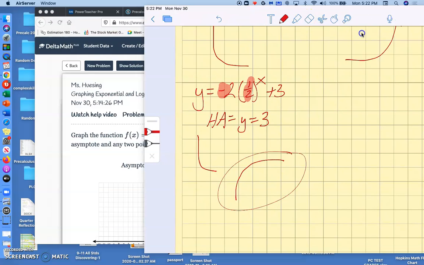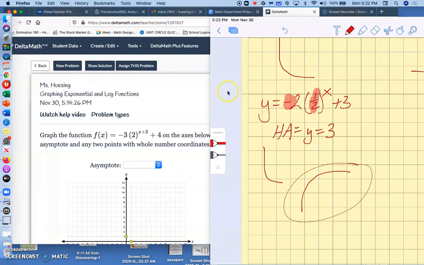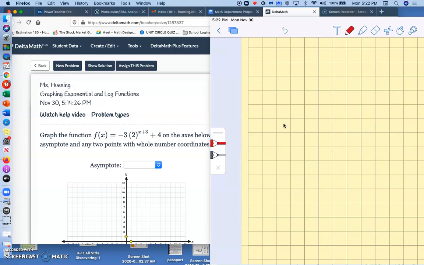So what we're going to do is take a look at how Delta Math wants you to graph these, okay? So let's take a look at this first one here. So we have y equals -3 times 2 to the x plus 3 plus 4. So the first thing you have to do is identify the horizontal asymptote. And so that's at y equals 4.